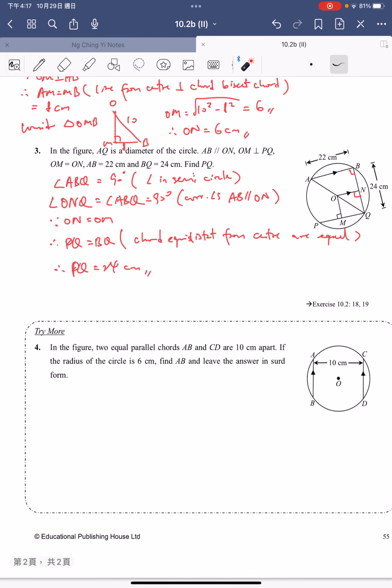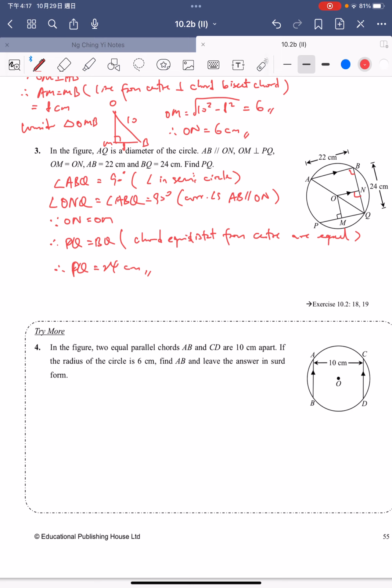Okay, so for the last question, in the figure, we have two equal parallel chords, AB and CD. They are equal, and they are 10 cm apart. If the radius of the circle is 6 cm, find the length of AB. So how can we do this? We need to find the length of AB, and we have the radius equal to 6.